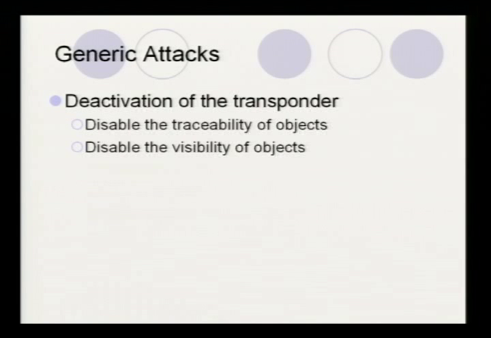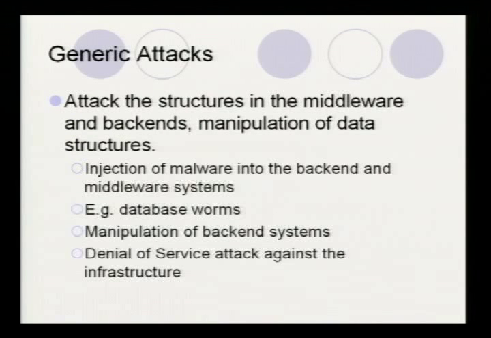There are some other generic attacks, like the deactivation of the transponder. This disables the traceability and visibility of objects, and you can do it with specific attacks, even with your famous home appliances like microwaves. And you can attack the structures in the middleware and the backends, manipulating them, like injecting malware into backends and middleware systems. For instance, database worms. You can try to use this injection for manipulation of backend systems, and you can try to run a DOS attack against the infrastructure.